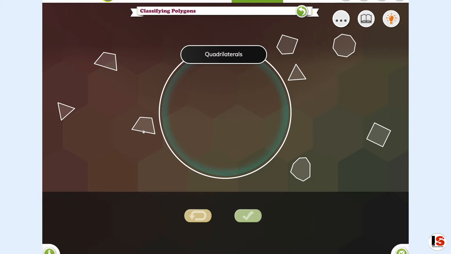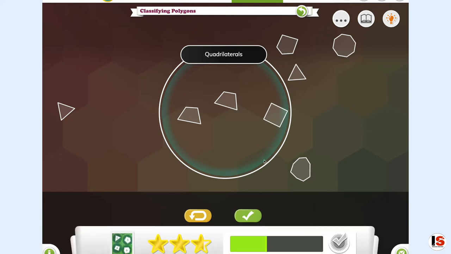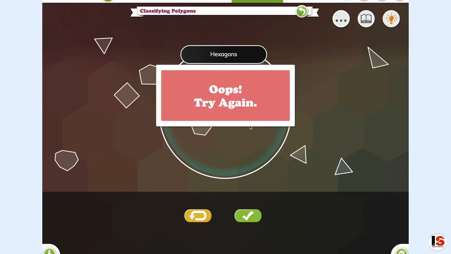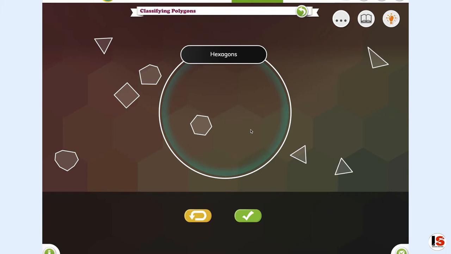Quadrilaterals. Okay, this one. Boom, boom, boom. This one's like right off the bat really easy. Hexagons, also pretty easy. Put one in. 1, 2, 3, 4. Okay, wait. 1, 2, 3, 4, 5, 6, 7. One more. At least one other object belongs in this region. Yeah, this is the one.